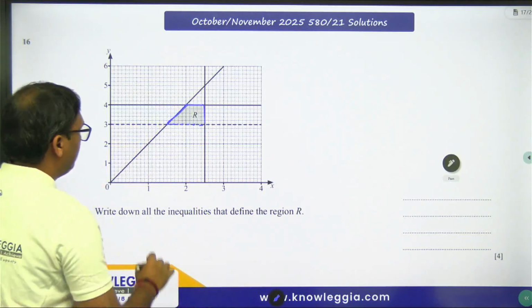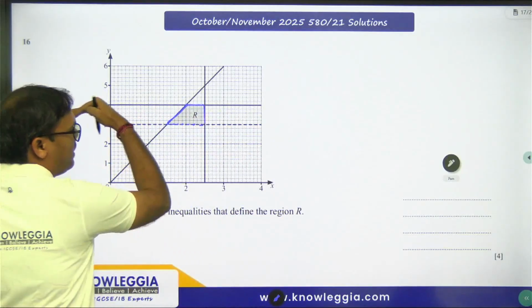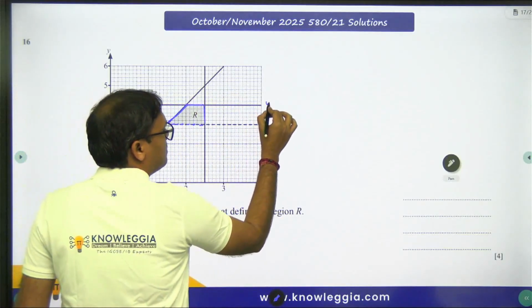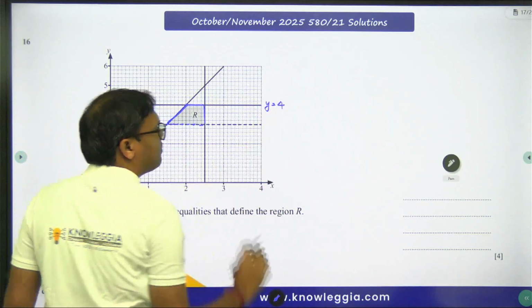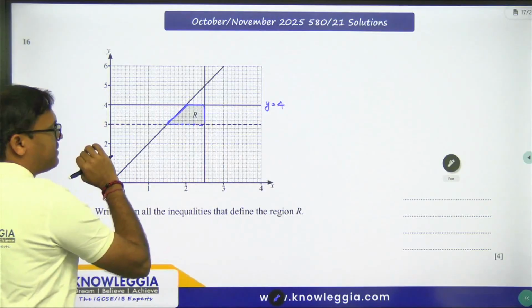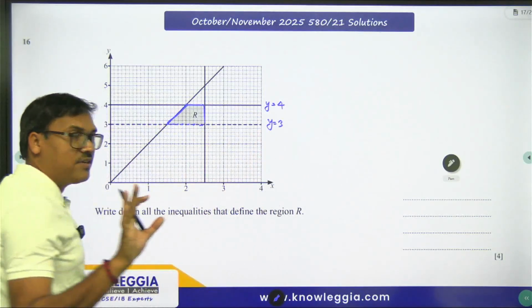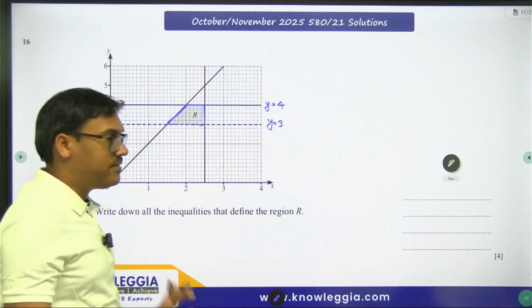Okay. So now what is this line? This is a line which is parallel to the x-axis, that is, y is constant on this. So this is the line y equal to 4. What is this line? This is again parallel to the x-axis, that is, y is constant. y is equal to 3. I'm just writing the equations of the lines. We'll write the inequalities later.